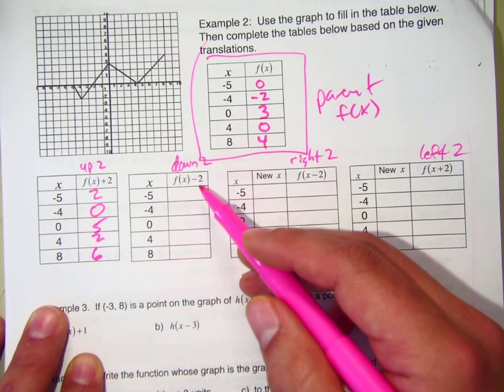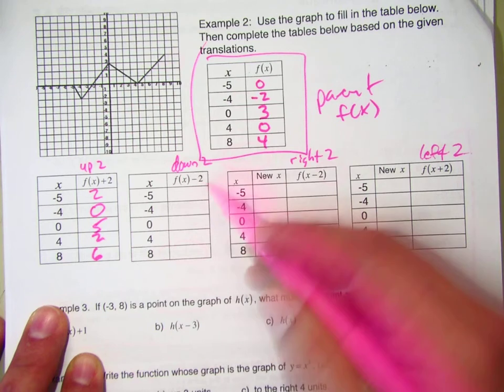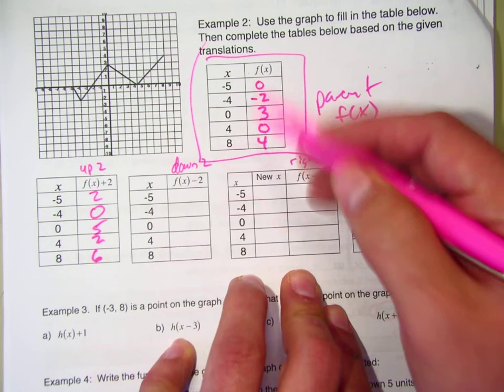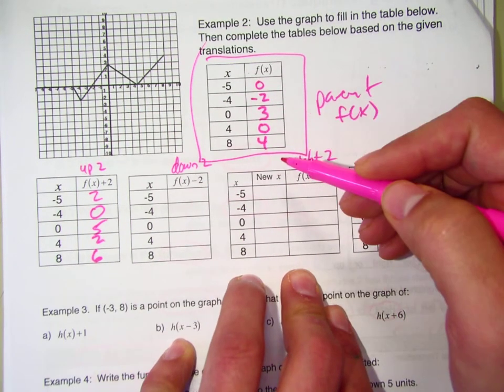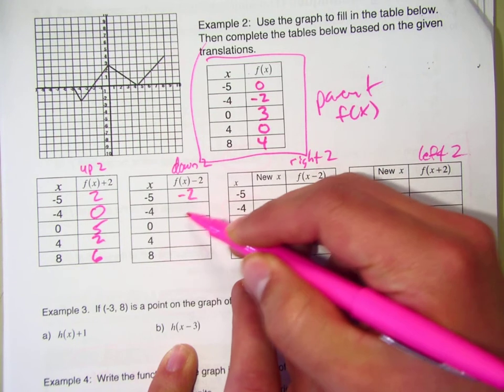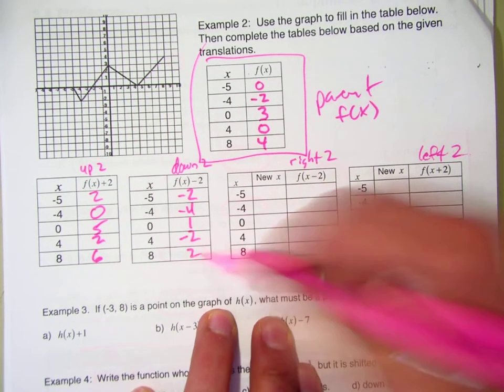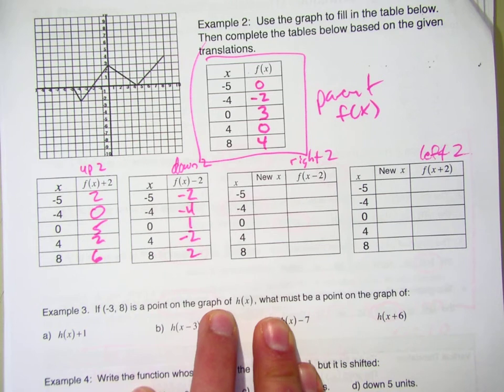Okay. Here my y values are all going to go down, to decrease by 2. So go back to the original parent graph and decrease everything by 2. What do we get? Negative 2. Negative 4. 1. Negative 2. 2. Make sense?